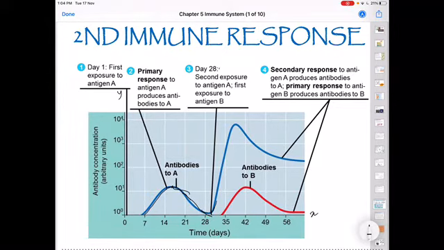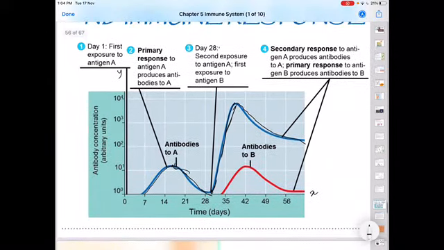Okay, day 28, second exposure. When there is a second exposure to the same antigen, you can see the production of antibody increases straight away because the body already has memory of that particular pathogen. And then when the pathogen has been eliminated or died, the level of antibody will gradually decrease. So that is for antibody A, where our body was exposed the first time and produced antibody, and then the second exposure to the same pathogen, and the production of antibodies shoots up.